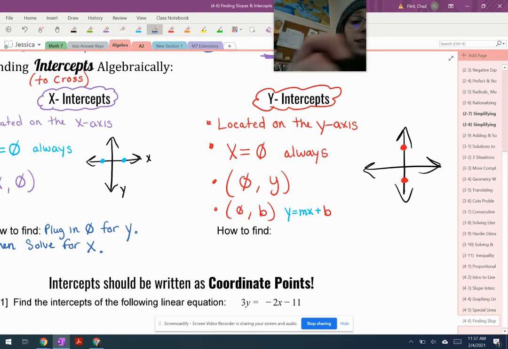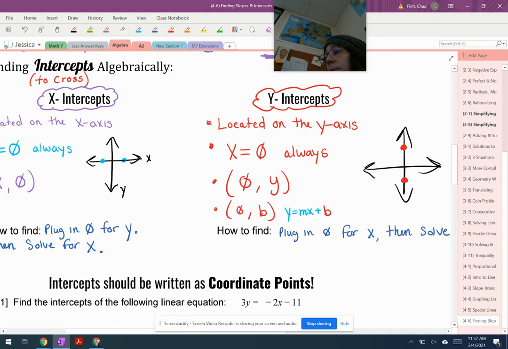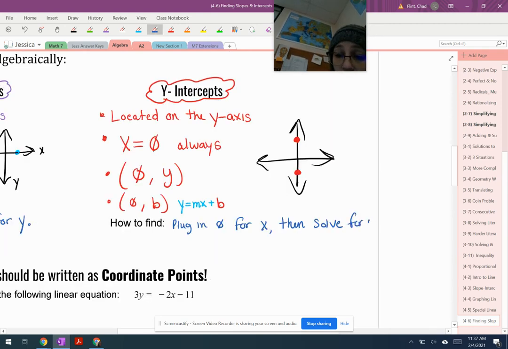How to find it? You could do exactly what we did for the other one: plug in 0 for x and solve. So let's write that down. Plug in 0 for x, then solve for y.